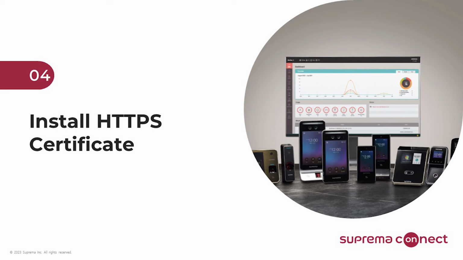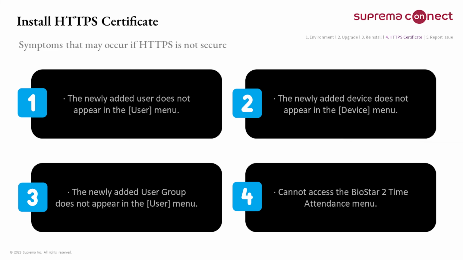Let's look at installing the HTTPS certificate, which is essential when using BioStar 2 with HTTPS. When using BioStar 2 in an HTTPS environment, we provide a guide to installing an HTTPS certificate. If BioStar 2 is used without HTTPS certificate installation, security may be vulnerable. So, Suprema recommends installing an HTTPS certificate at the customer site.